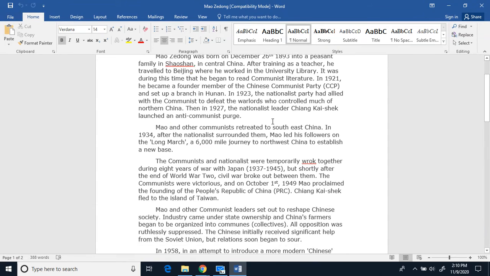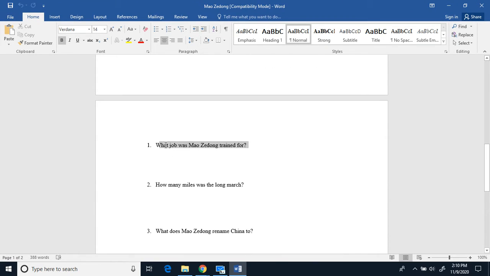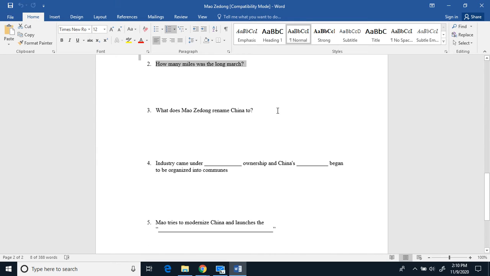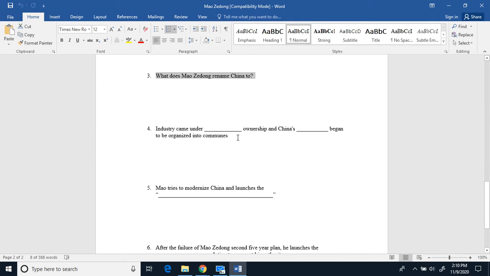All right, today we're reading about Mao Zedong. Number 1, what job was Mao Zedong trained for? 2, how many miles was a long march? 3, what does Mao Zedong rename China to?